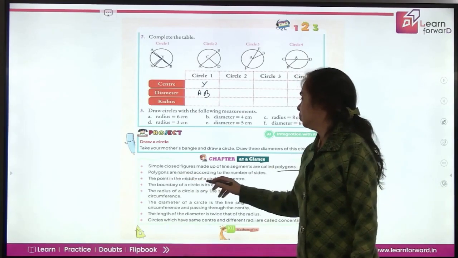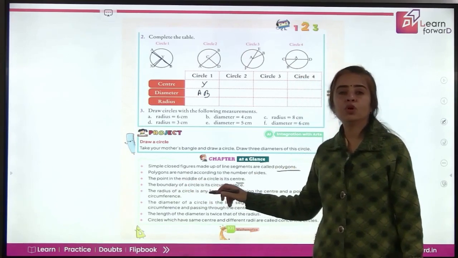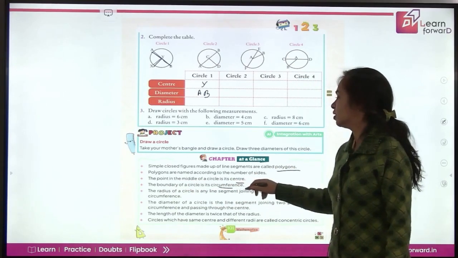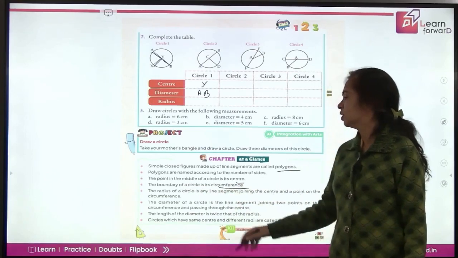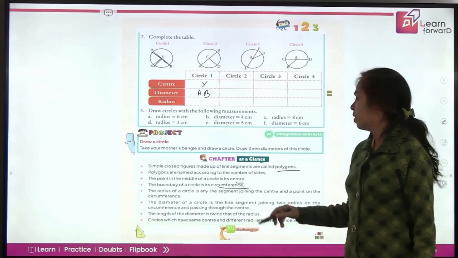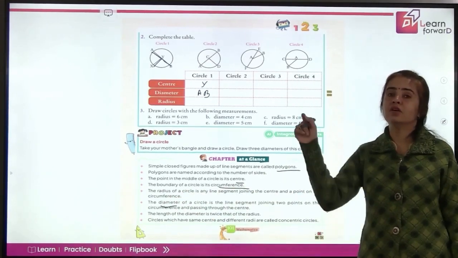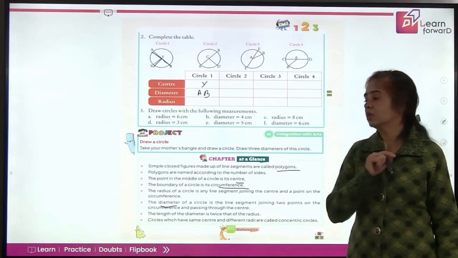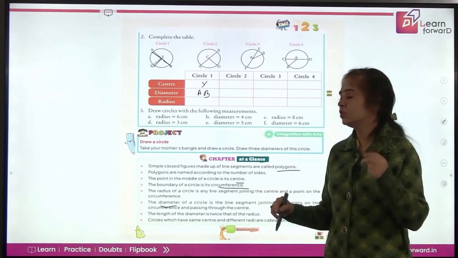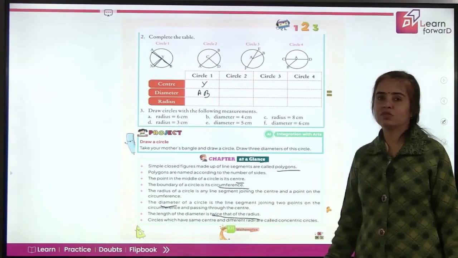The point in the middle of the circle is called the center. The boundary of the circle, what is it called? It is the circumference. The radius of a circle is any line segment joining the center to its boundary. And the diameter of a circle is the line segment which passes through the center of the circle, and it is equal to 2 times radius. The length of the diameter is twice that of the radius.